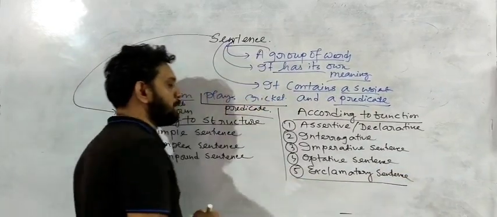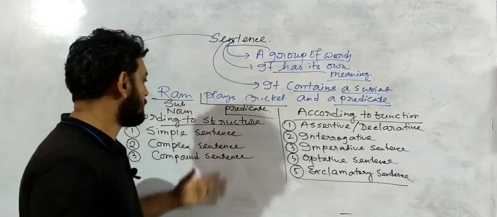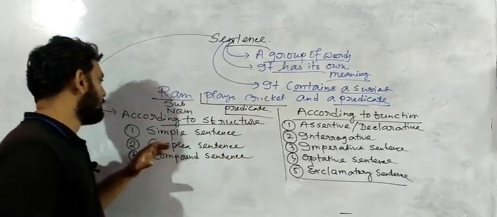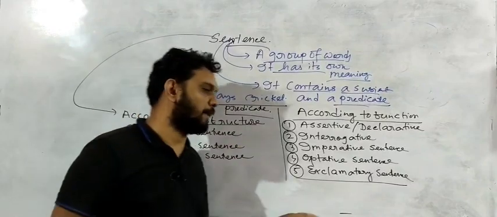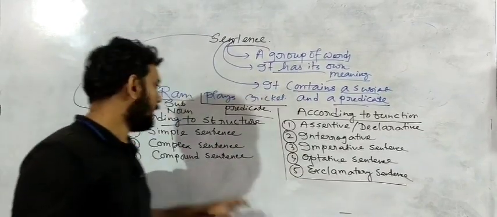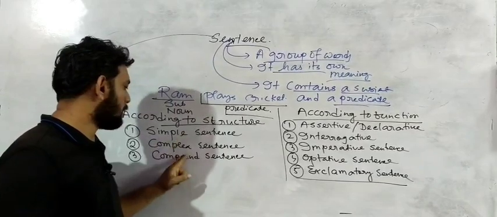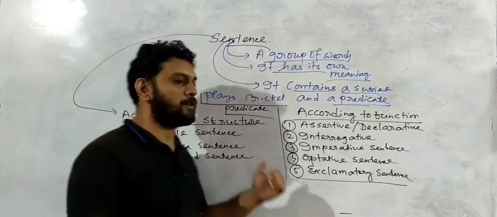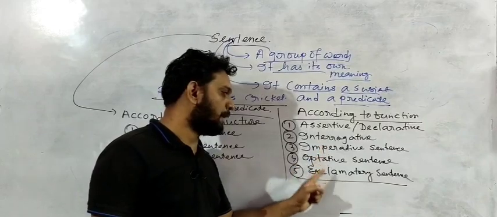Okay, these five parts. So what did I say? That according to structure, a sentence has been divided into three parts, and according to function, there are five parts. According to structure it has been divided into three: simple, complex and compound, and according to function it has been divided into five: assertive, interrogative, imperative, optative and exclamatory.